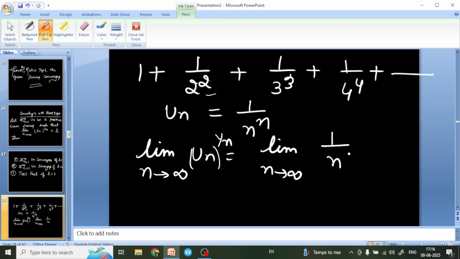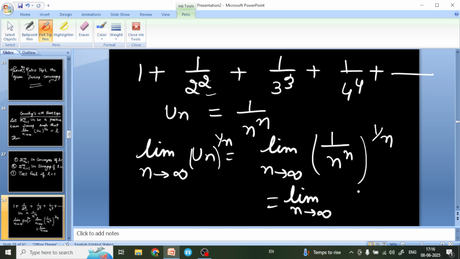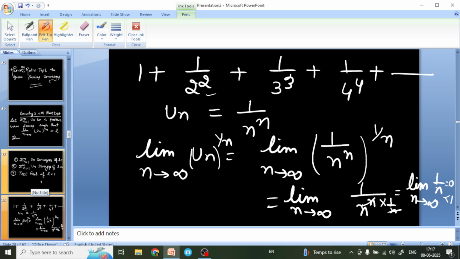Here when you take it like this, you can see the limit as n tends to infinity of 1 over n, and n multiplied by 1 by n, n cancels with n, that should be equal to the limit as n tends to infinity of 1 by n, and that will be equal to 0, and that is less than 1. When it is less than 1, we can say it converges according to this rule.